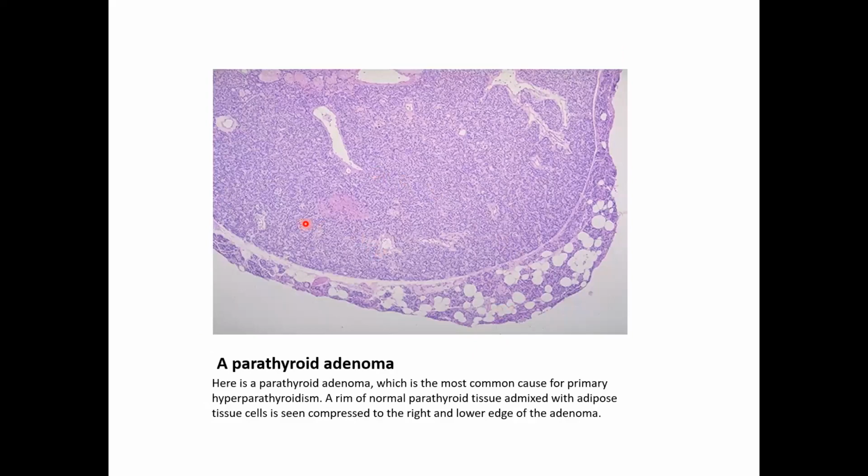This is an example of a tumor that arises from the parathyroid, an adenoma. All of this that I'm pointing at is the parathyroid adenoma. The pinkish area around the parathyroid adenoma is the capsule. And this is the normal compressed parathyroid tissue.